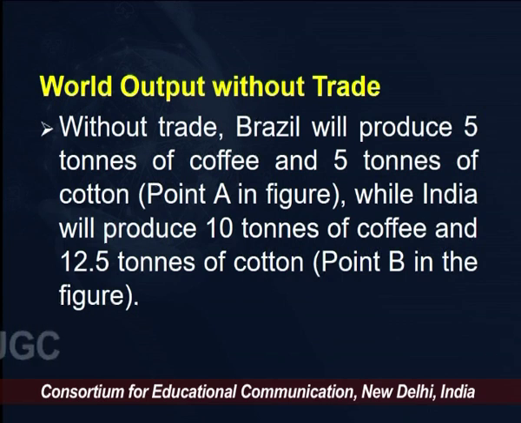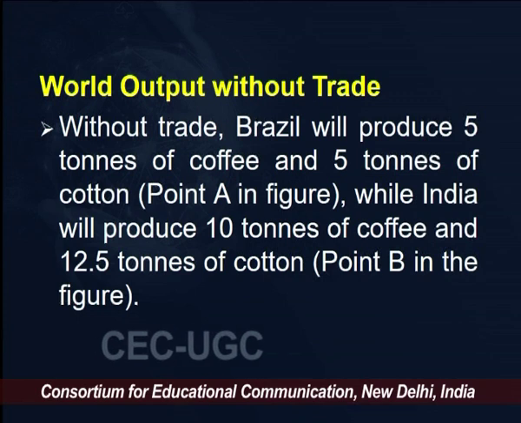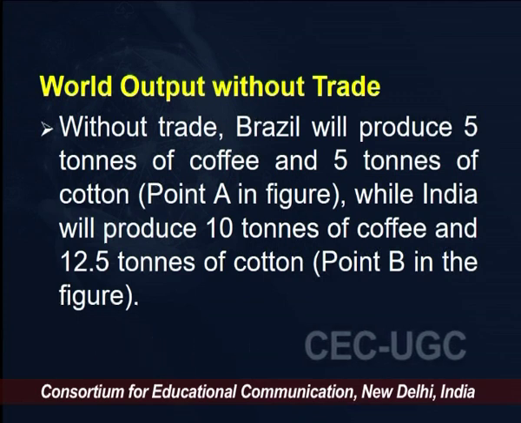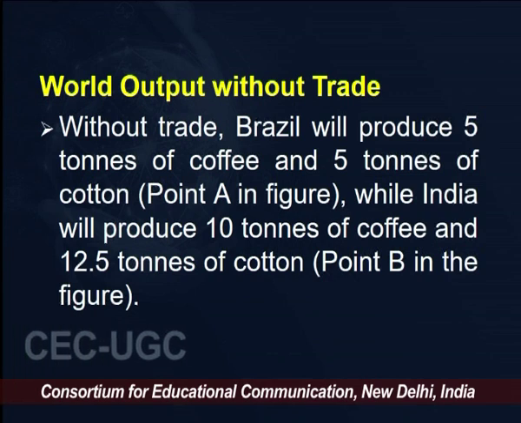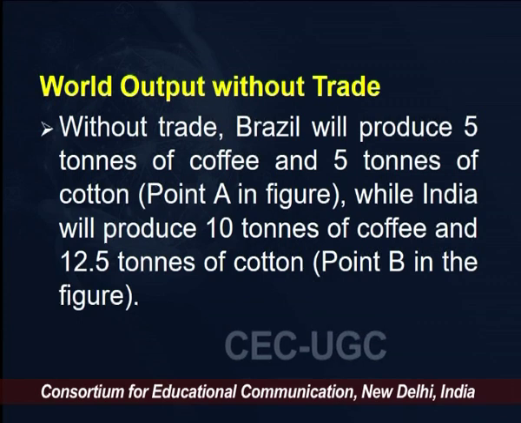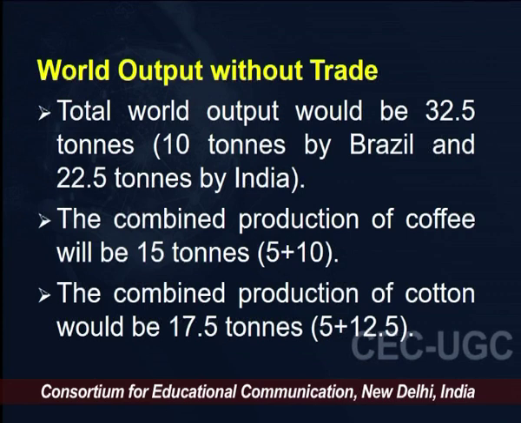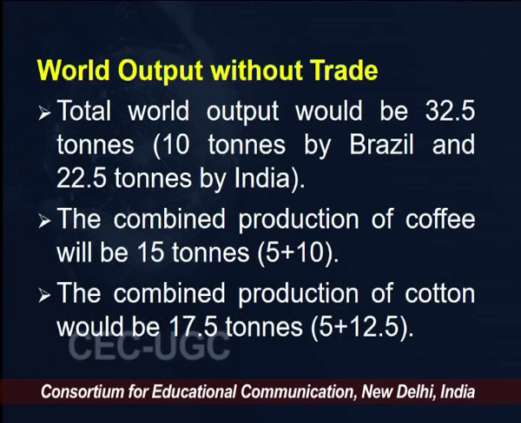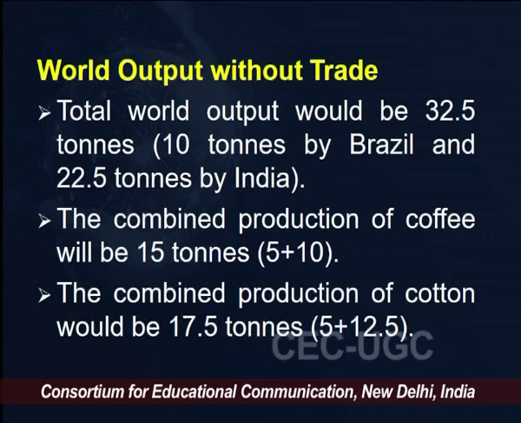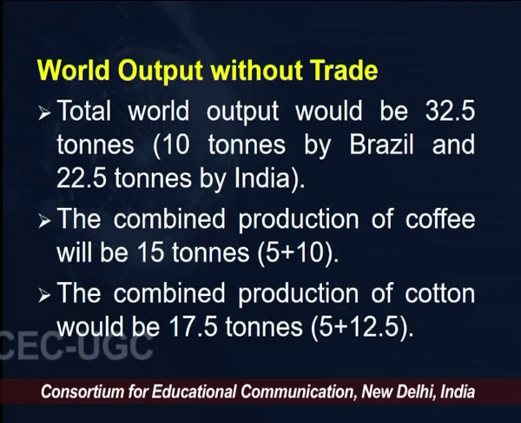Now, without trade, Brazil will produce 5 tons of coffee and 5 tons of cotton, while India will produce 10 tons of coffee and 12.5 tons of cotton. That is visible in the figure, point A for Brazil and point B for India. If you see this diagram, you will find point A much below and B on the dotted line for India. Then the total world output would be 32.5 tons, that is 10 tons by Brazil and 22.5 tons by India. The combined production of coffee will be 15 tons, and the combined production of cotton will be 17.5 tons.